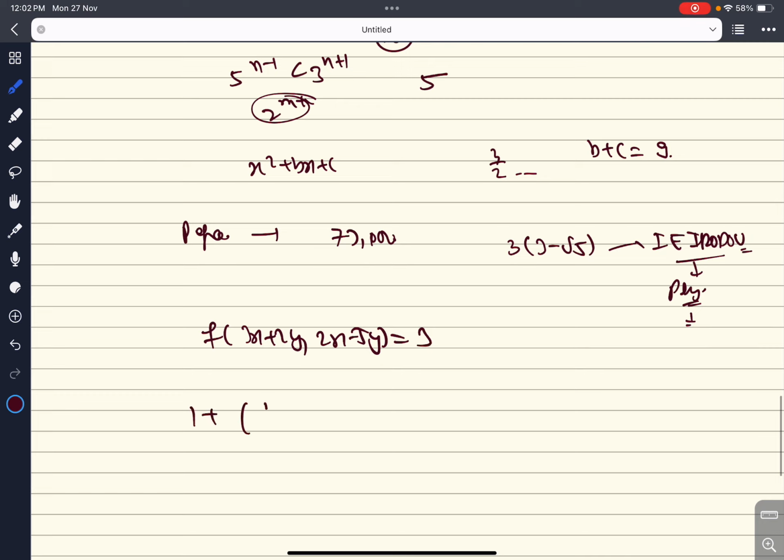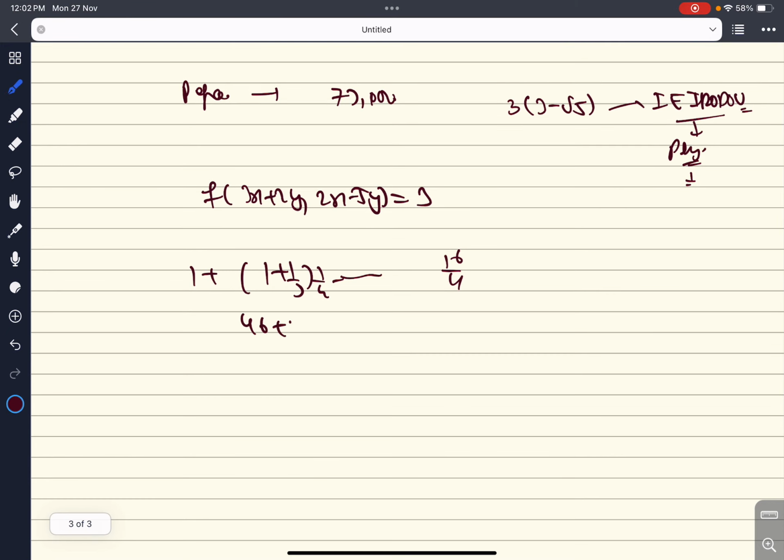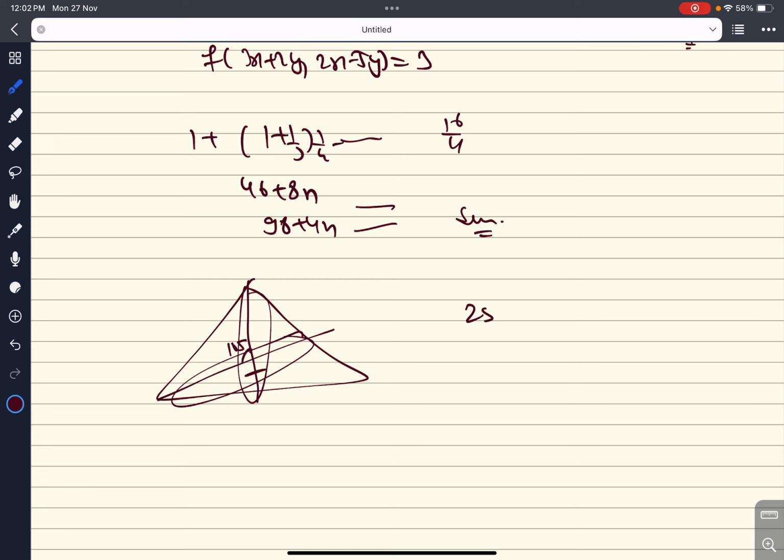One series question was there, 1 plus 1 by 3, 1 by 4, dot dot dot will go on, 16 by 11. Another series question was that 46 plus 8n, one series is given, 98 plus 4n, another series given. For this the sum of the common terms was asked, and some more constraint was given. Another question was an ABC triangle given, and one of the angles was given as 105. We have to find the value of the ratio of this to this. Very easy question. The answer to this was 2 sin 15.